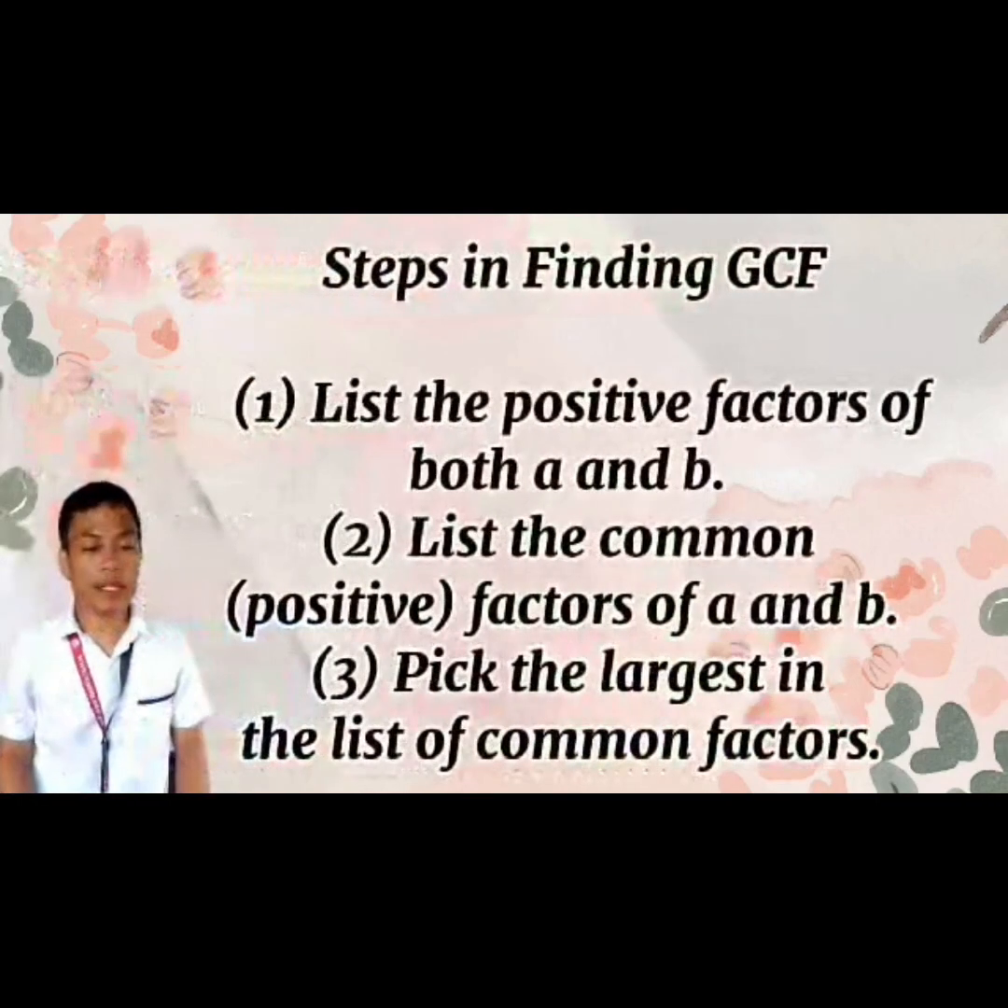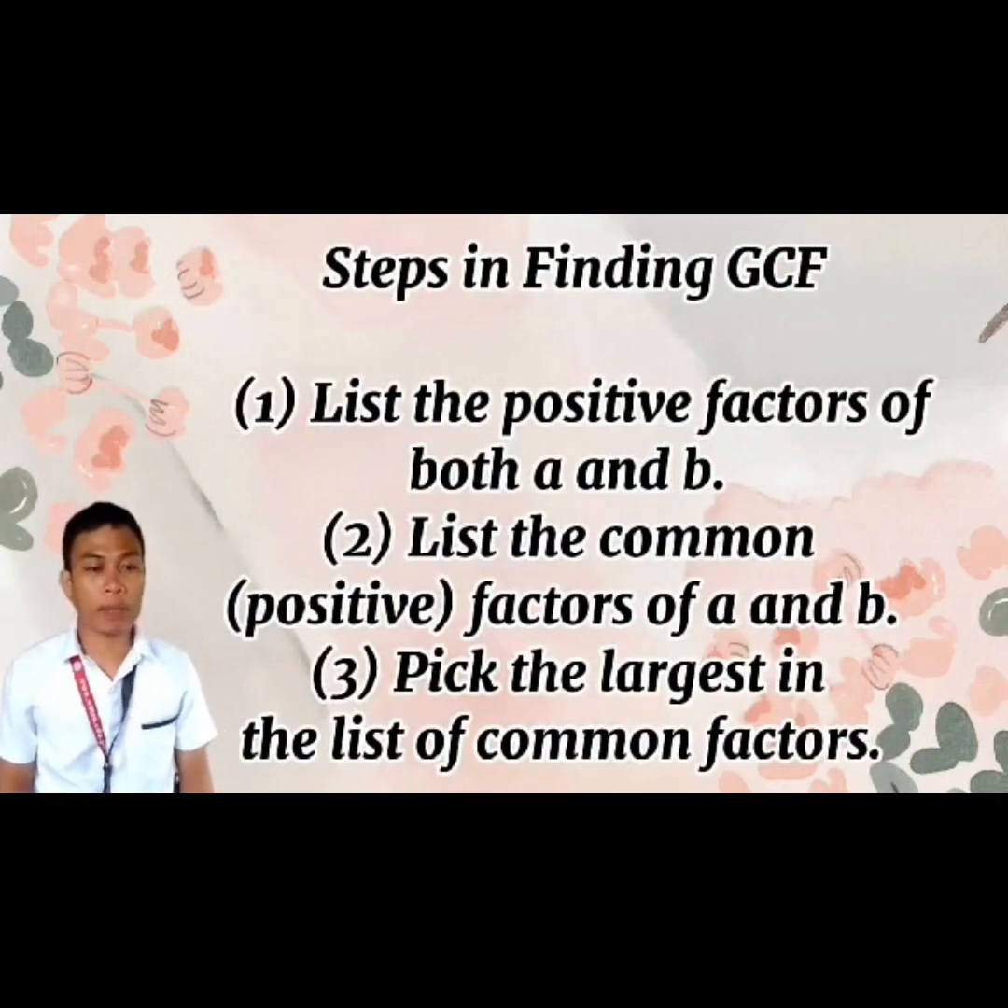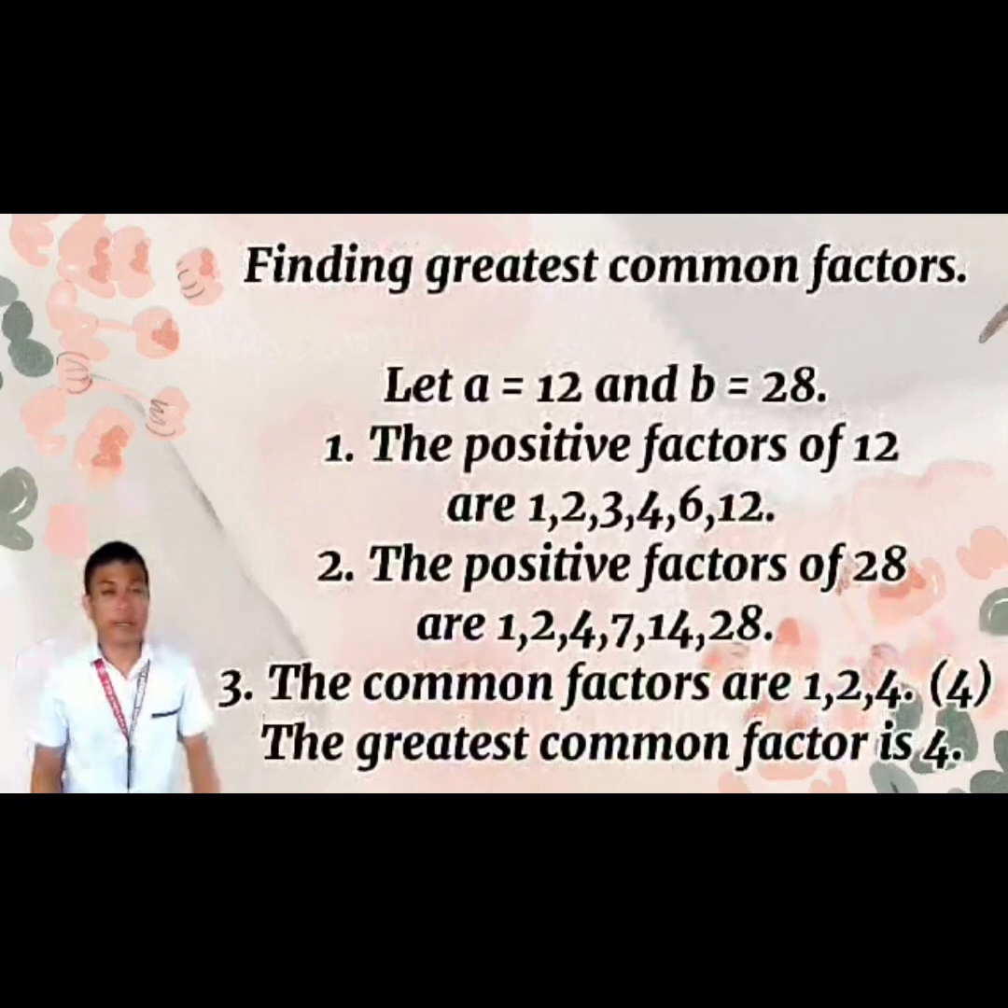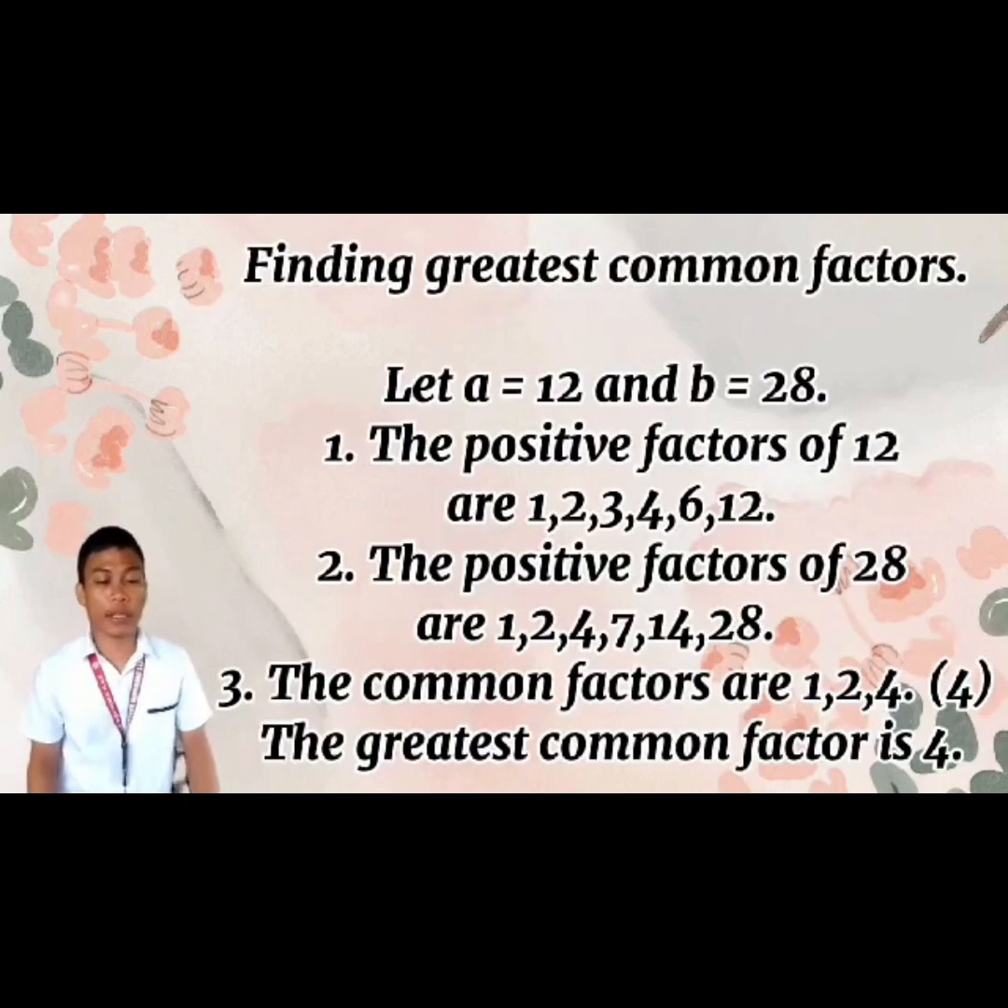Step 1, list the positive factors of both a and b. Step 2, list the common positive factors of a and b. Step 3, pick the largest in the list of common factors. Let's have some examples. Finding the greatest common factor of 12 and 28.